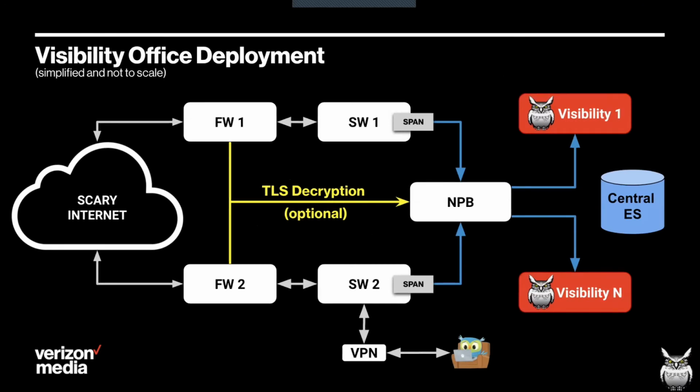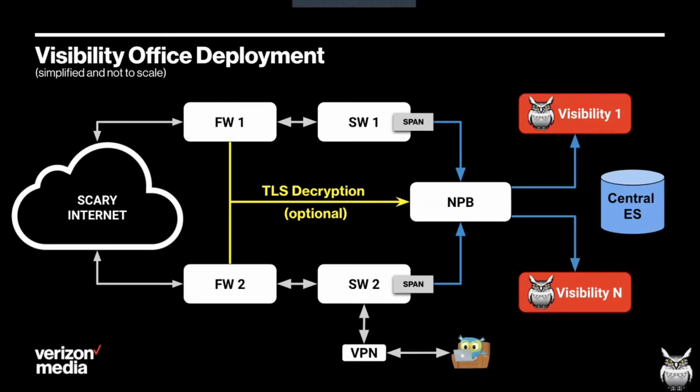So I'm going to quickly show just 2 common deployments of our visibility stack. This is what an office deployment might look like. And when I say office, this is like your physical office, like you have offices around the world or around the country. We, for example, at Verizon Media have over 50 offices. All of them have this exact same setup where you have basically a 2-level system that's in an HA pair.